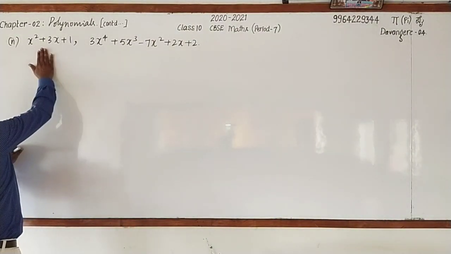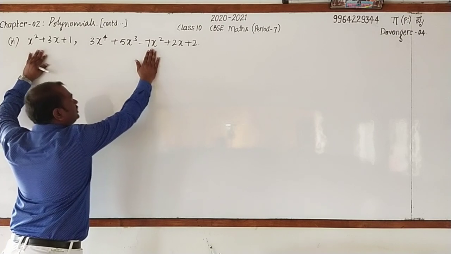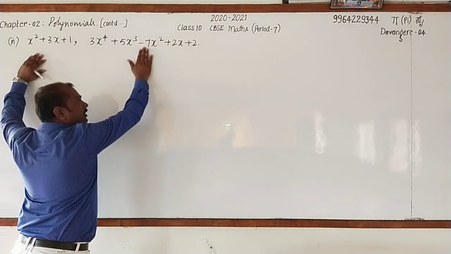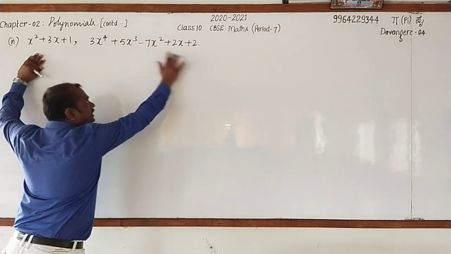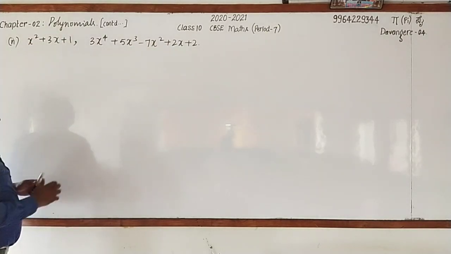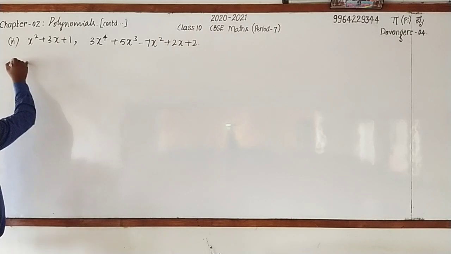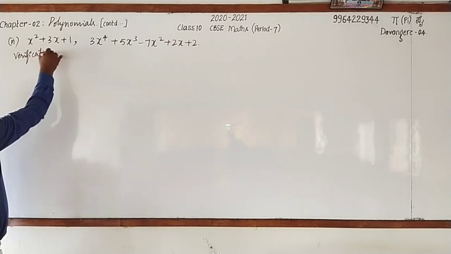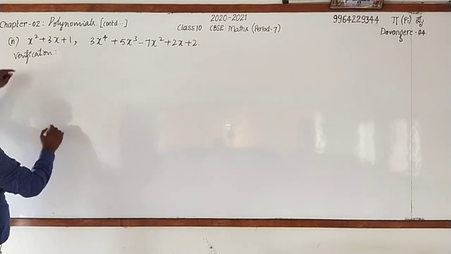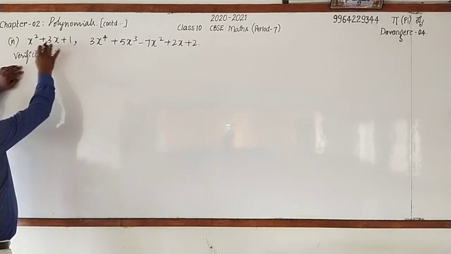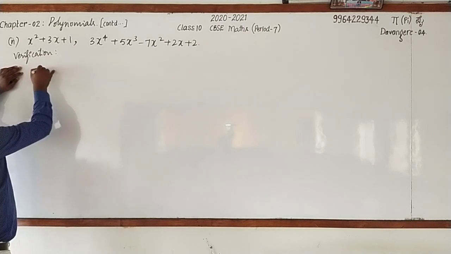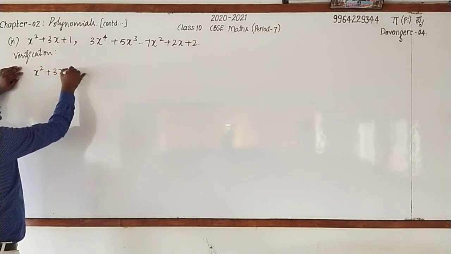So this is first polynomial and a second polynomial. You are going to check whether first polynomial is a factor of second polynomial. Therefore, second polynomial should be divided by first polynomial. Alright. As we are going to check, we can write verification. Then the divisor, it is in standard form. No term is missing. I can write x square plus 3x plus 1 as it is.